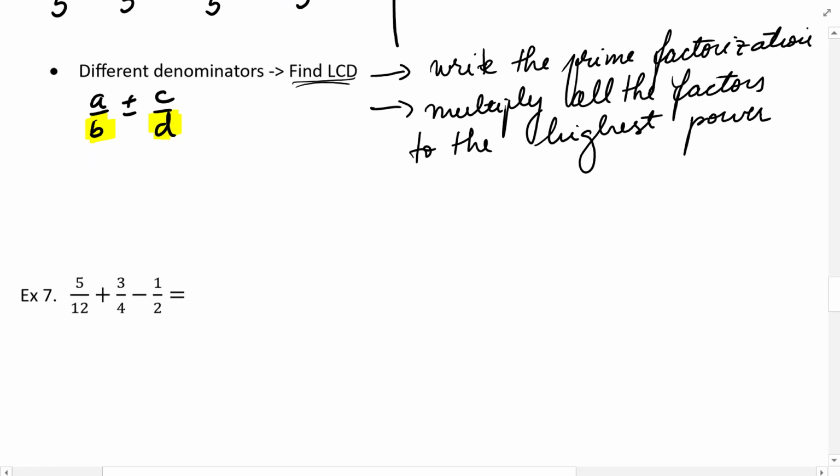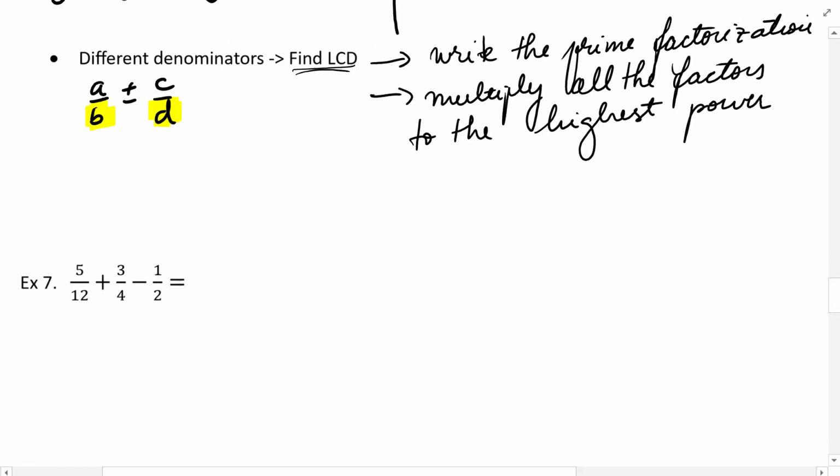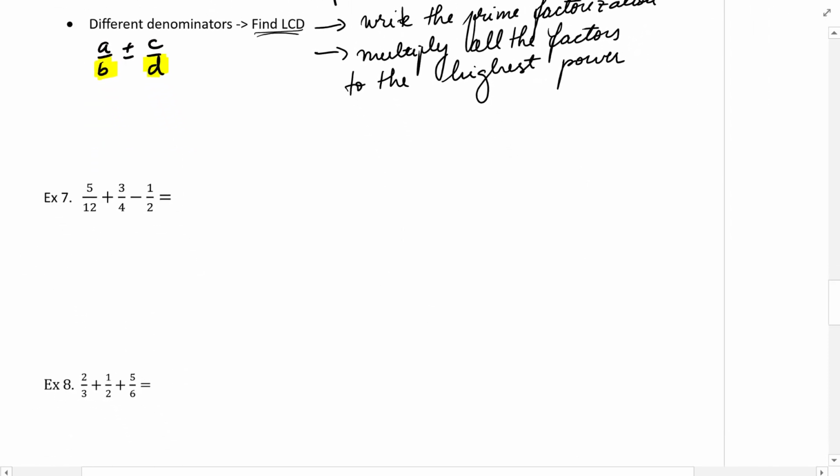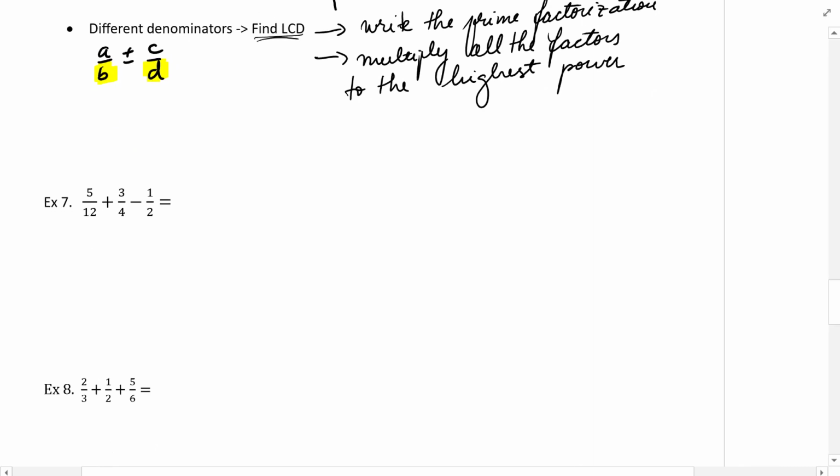So let's try to do a problem like that with the numbers that we have in example 7. So 5 over 12 plus 3 over 4 minus 1 over 2. As we can see, we have different denominators. We have 12, 4, and 2. So the LCD of 12, 4, and 2 is what? Well, write the prime factorization of each number. So 12 can be divided by 2 and we get 2 times 6. 6 can be divided by 2 and we get 2 times 3.